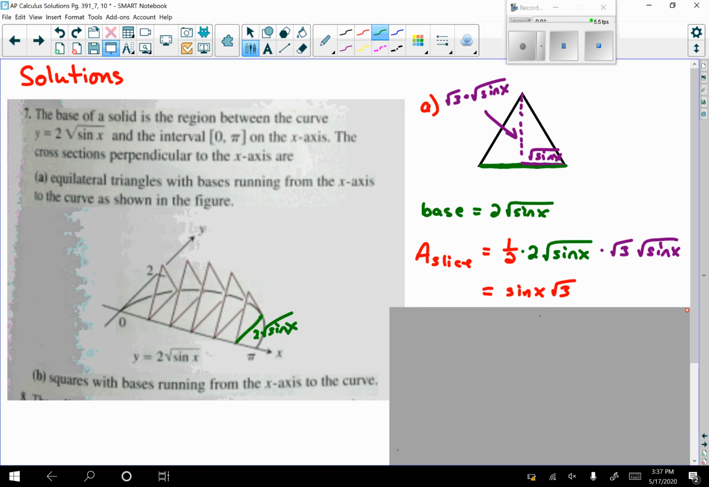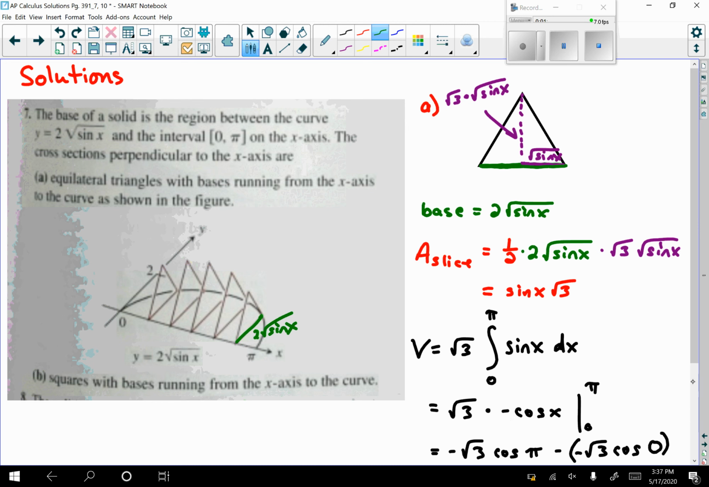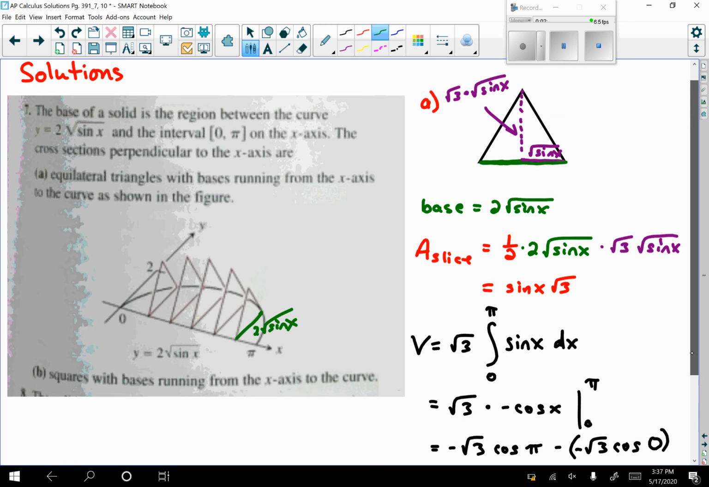So now when I go ahead to set the volume up, I'm just going to put that radical 3 out in front, but it's still the integral from 0 to pi with respect to x of sine x dx. Very simple antiderivative to take here. So watch your signs though. So the antiderivative would be negative cosine x times radical 3, evaluated at pi first and then at 0.